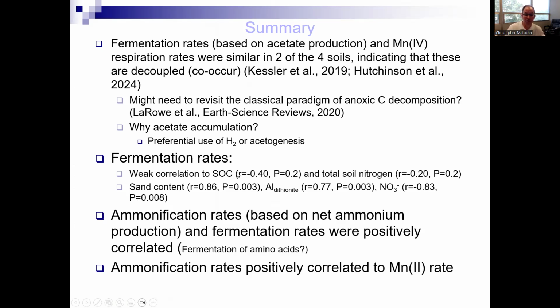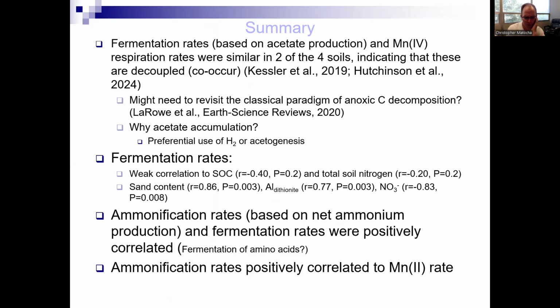Fermentation rates weakly correlated with carbon and total soil nitrogen, and we kind of saw that. The soils that were the poorly drained soil, the Callaway, had the most carbon, but yet a very, very slow fermentation rate. Now, sand content, R of 0.86, and dithionite extractable aluminum were positively correlated with fermentation rates. So this speaks to maybe some mineral type interaction going on there. And lastly, I should point out initial nitrate levels were actually negatively related to fermentation.